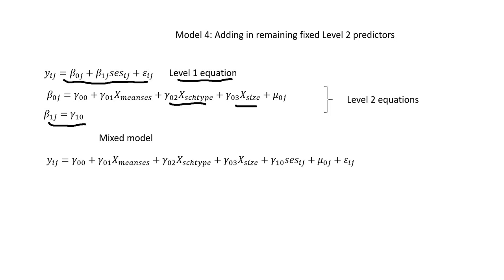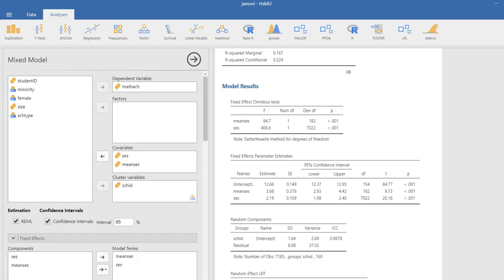School type is basically a binary variable coded 0 for public school and 1 for private school, and then size is the number of students within a school. So now you'll notice that we have our gamma 01 for mean SES, we have gamma 02 for the regression slope or the fixed effect for school type, and then gamma 03 for the fixed effect for school size. So now let's go ahead and run our model using Jamovi.